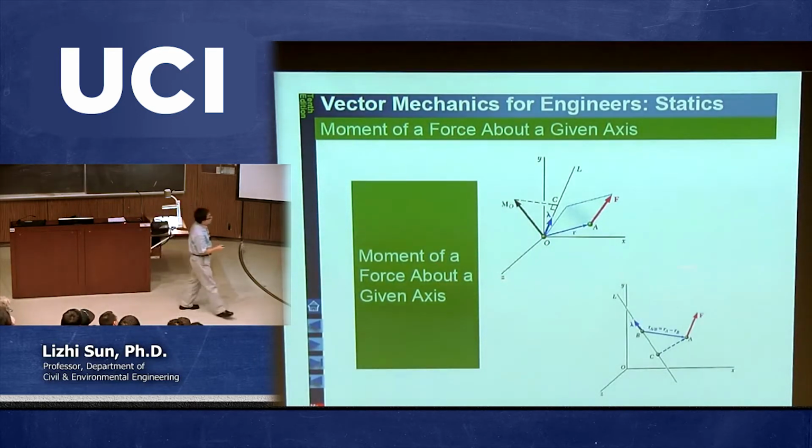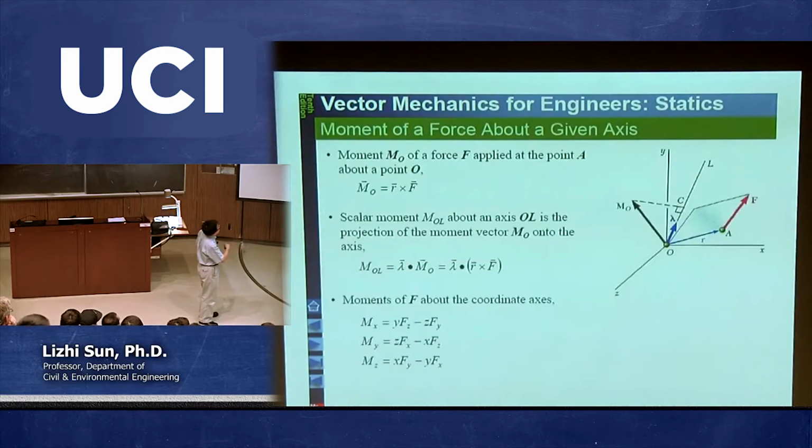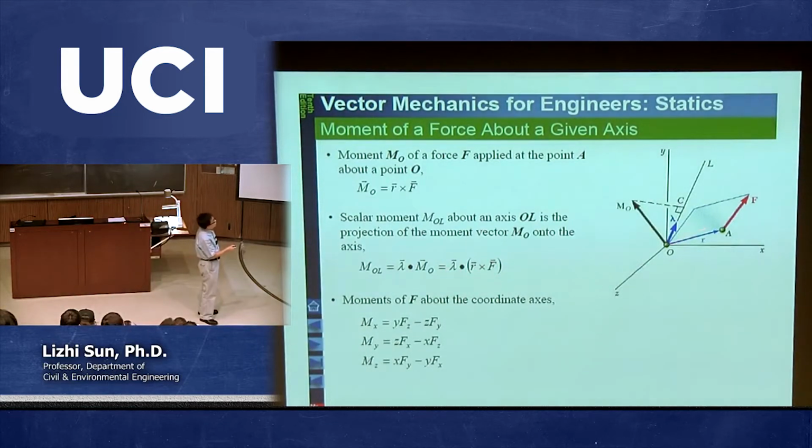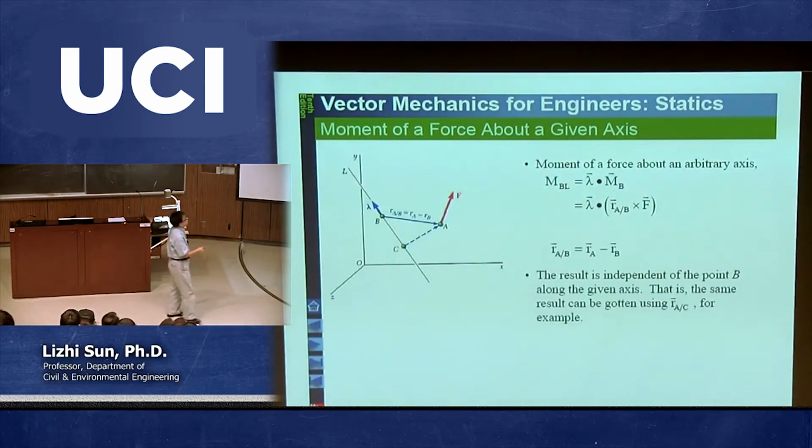In order to calculate the moment of an arbitrary force vector about another arbitrary given axis, what you need to do is follow this equation. Let me show you that equation. This one. So this is the moment of a force F about a given axis with a unit vector called lambda. Let me give a more general one. This is the more general one, right? So this is the equation for us to calculate the moment of a force about a given axis.